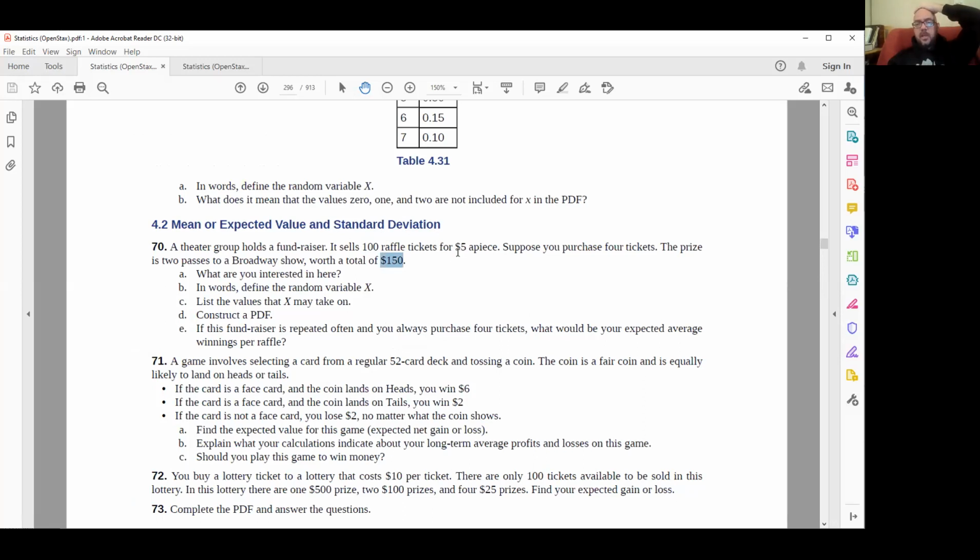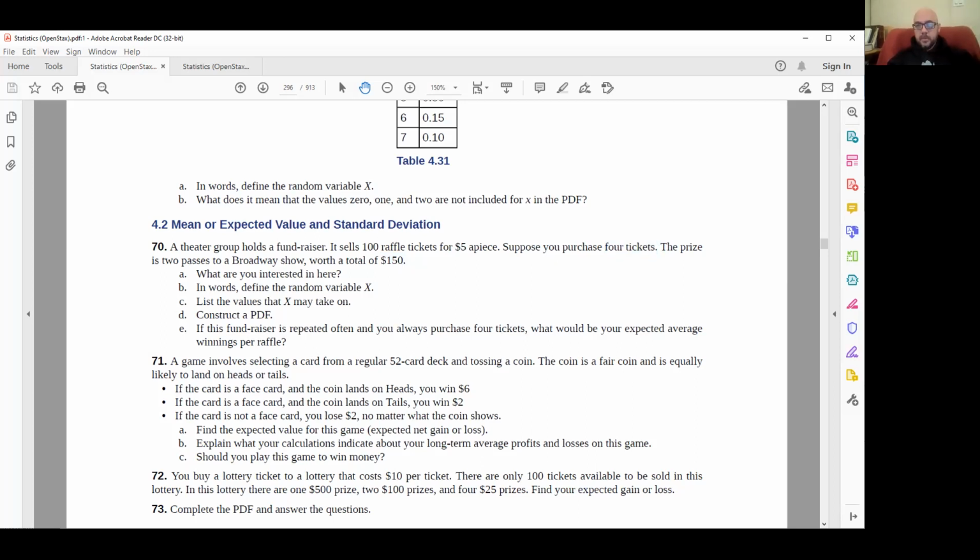So that means they're negative 3.50, excuse me. From the consumer's perspective, the total amount the consumers lose is $350 among 100 people. If we divide that by the number of tickets, we get $3.50 per ticket. That means we're expecting to lose $3.50 per ticket. We bought 4 tickets. 4 times negative 3.50 is negative 14. So you can do it that way too.